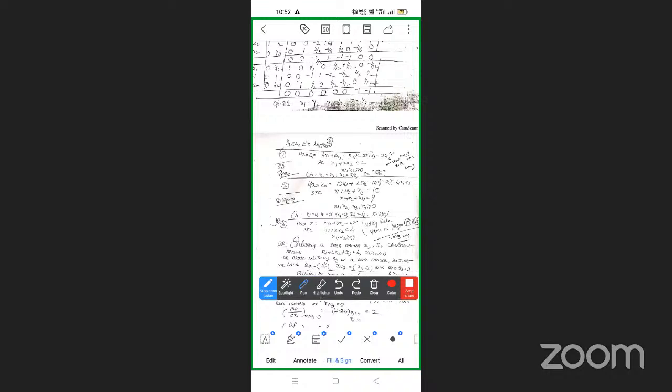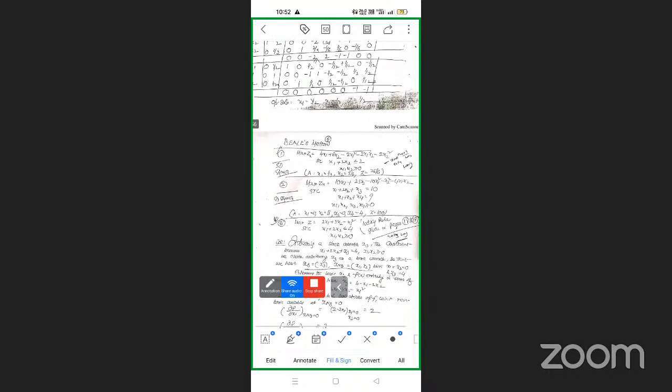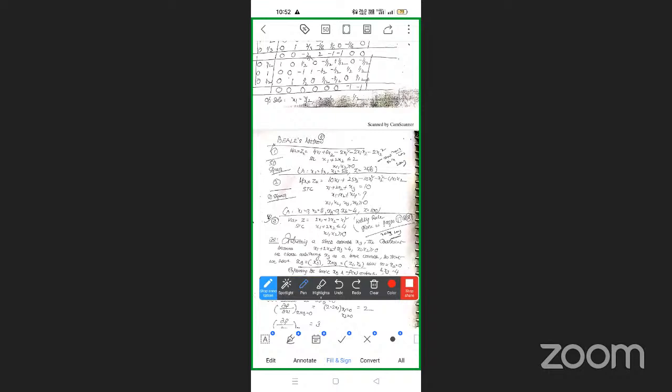Next, Beale's method. Here also the same question, the same example as the previous one. Maximize z = 4x1 + 6x2 - 2x1^2 - 2x1x2 - 2x2^2, subject to the constraints x1 + 2x2 <= 2 and x1, x2 >= 0. This is the same example as the previous Wolfe's method example.